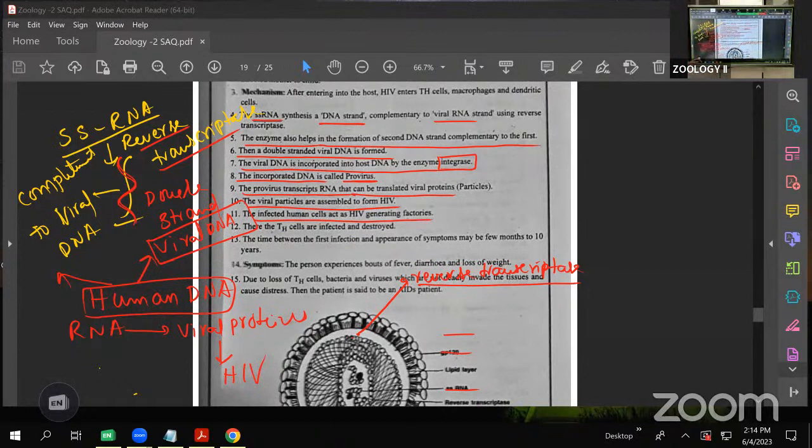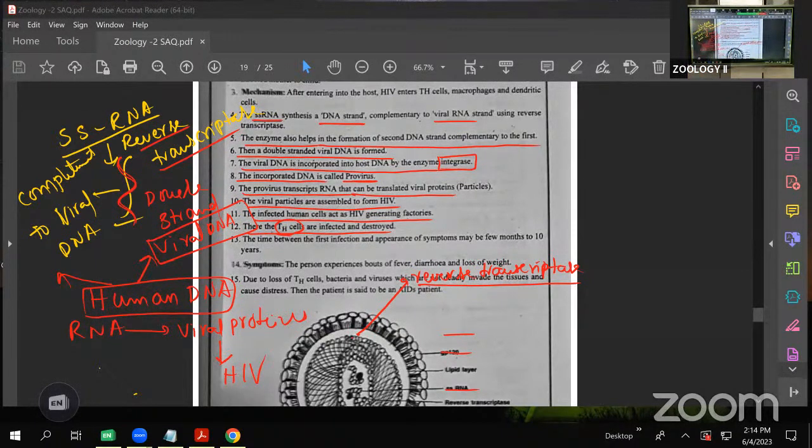Here, the T helper cells are destroyed. They are infected immediately. The T helper cells are infected and destroyed. Here, one more time.